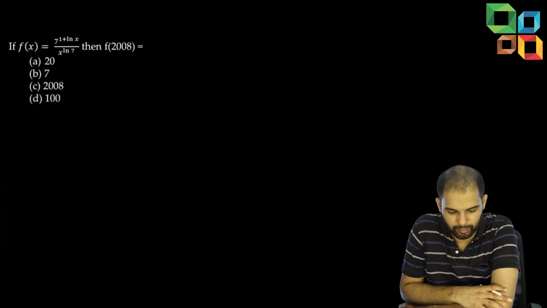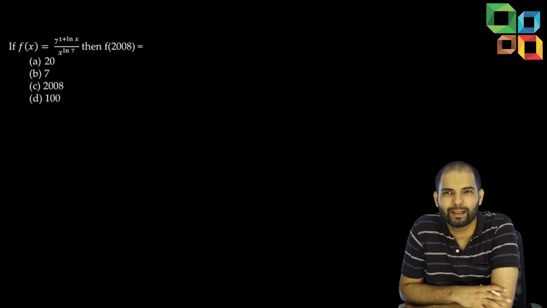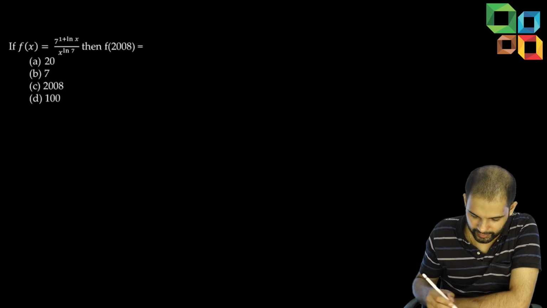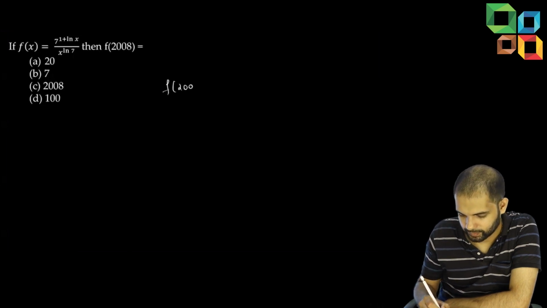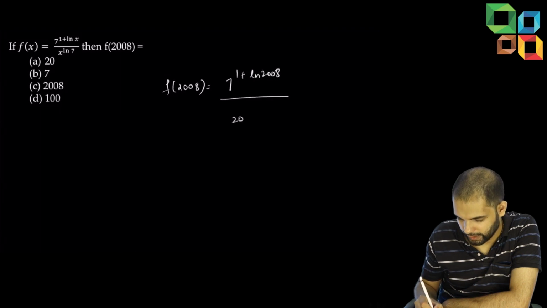Okay, this is a bit of a problem unless we know. Let's see. Does everybody know any properties of ln x? No, right? Okay, so I'll directly solve it. Let's see if we're getting somewhere. So f of 2008 is nothing but 7 power 1 plus ln 2008. Denominator is what? 2008. So ln 7.